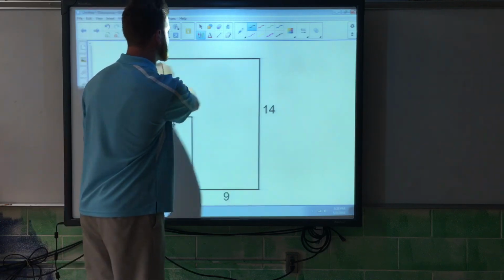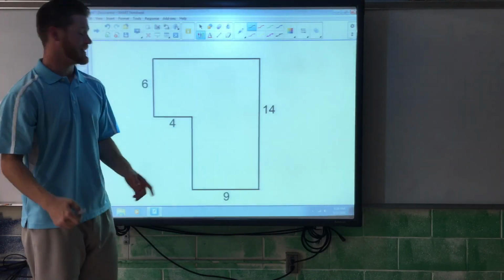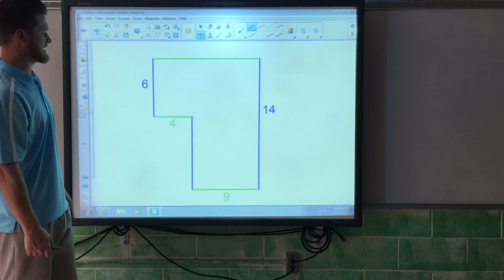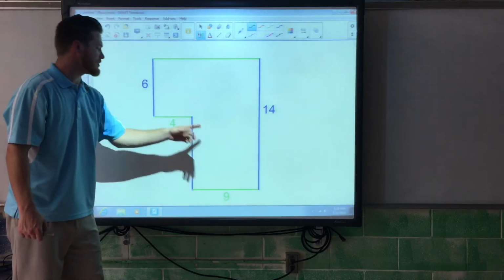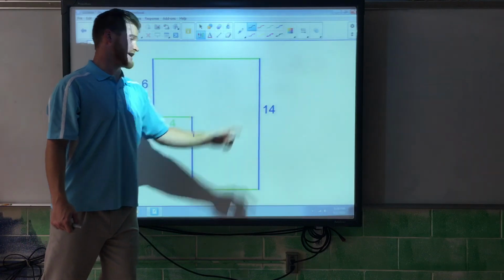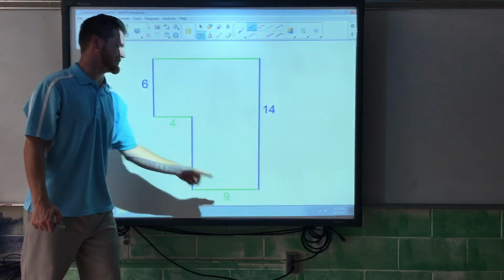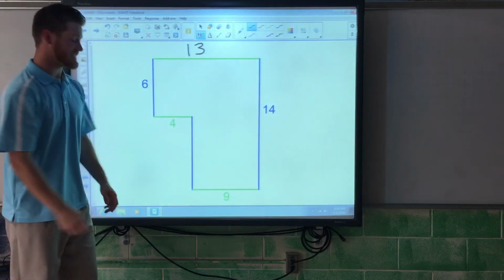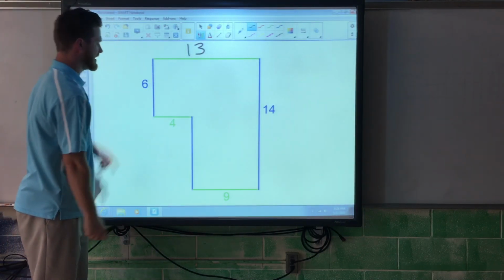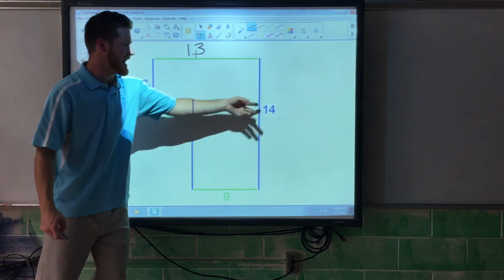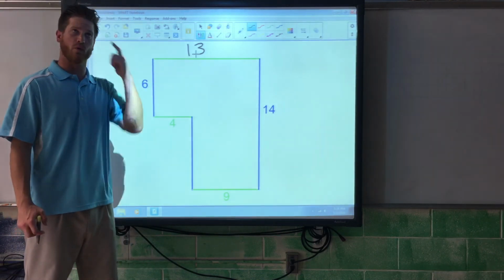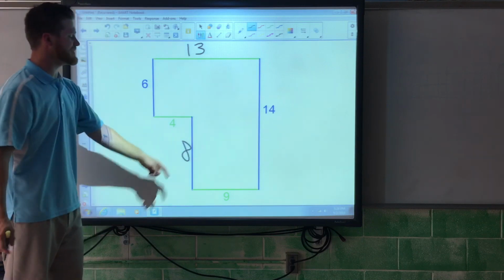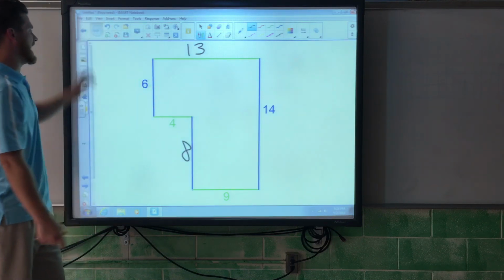Now, we're not always going to be given the lengths of these composite figures. A lot of the times they're going to be missing lengths, but we have to remember our rules. The two smaller sides add up to the bigger side. So let's color coordinate this again. My two smaller green lines will add up to the larger green line. So we've got 9 and 4. 9 plus 4 gives me 13. My other missing length is this one right here. This side plus this side has to equal 14. Well, what plus 6 gives me 14? That would be 8. The two missing sides are 13 and 8.